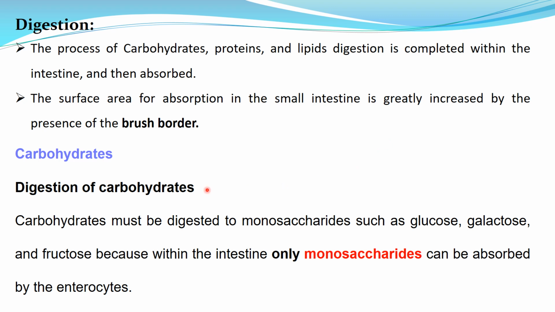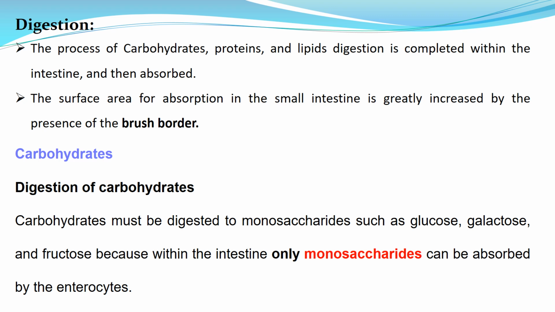What we have here is how carbohydrate can be digested and absorbed. The carbohydrate must be digested into monosaccharides, such as glucose, galactose, and fructose, because within the intestine, only monosaccharides can be absorbed by the enterocytes. It means di- and polysaccharides cannot be absorbed, as the enterocytes have no specific mechanism to take up di- and polysaccharides from the digested food and release them into the circulatory system.